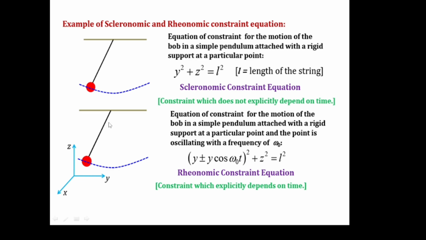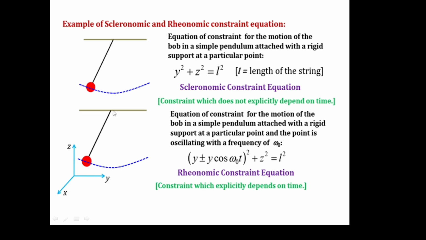So here in this equation, time is not explicitly or directly involved. So this is an example of a scleronomic constraint equation. But in the next case, suppose the motion of the bob in a simple pendulum is attached with a rigid support, but this support is oscillating with a frequency omega. That means this point is also oscillating with a frequency omega. Then y plus or minus y0 cos omega t whole square plus z square is equal to L square. So here t is directly involved. So this is an example of a rheonomic constraint equation.